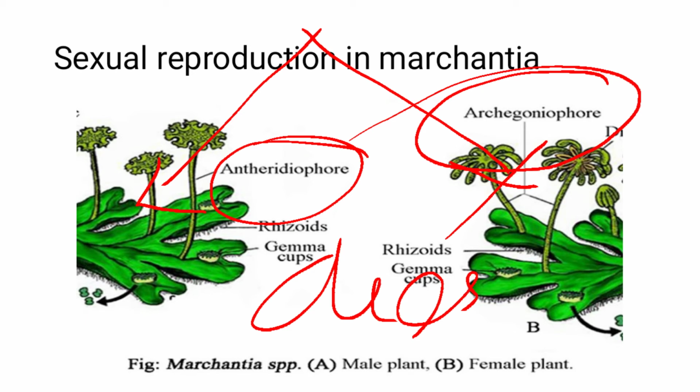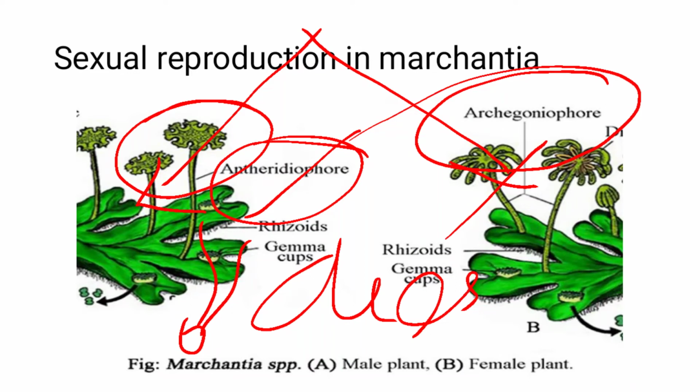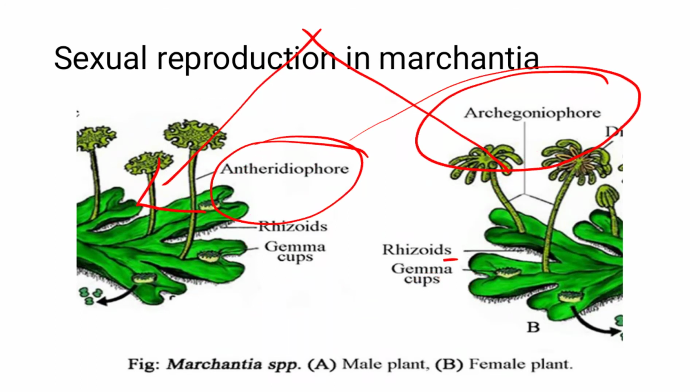Now coming to the male gamete. The male gametes are produced on the antheridiophores, and the male gamete is smaller in size and has flagella. Since they have flagella, they are motile. So the male gametes are small, flagellated and motile in nature. When you come to the female gamete, the female gametes are larger. They do not have flagella and they are non-motile.